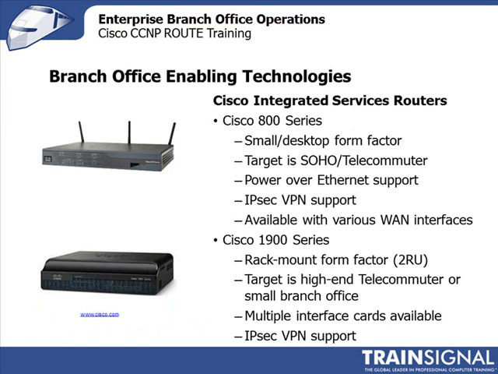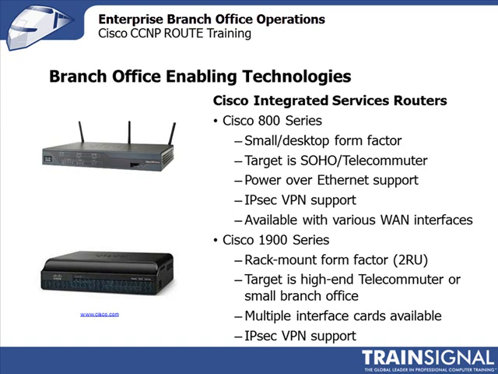Another branch office enabling technology has to do with the Cisco Integrated Services Routers. These came out a number of years ago with the 1800, 2800, and 3800 series routers, sometimes referred to as Generation 1 or G1. The newer line is the G2s, and typically they have much greater power, much greater capability, are more video ready, and so forth.